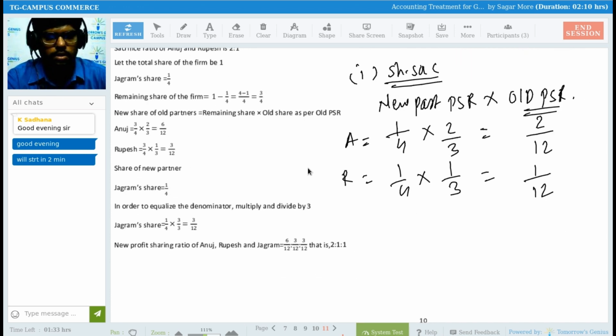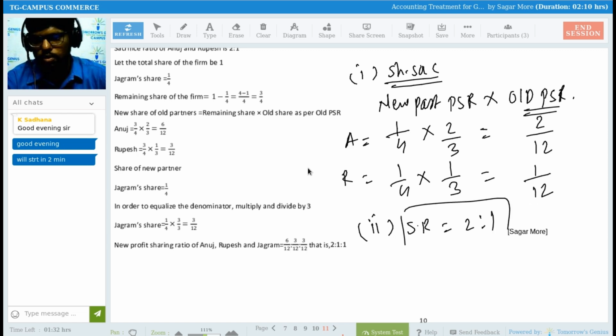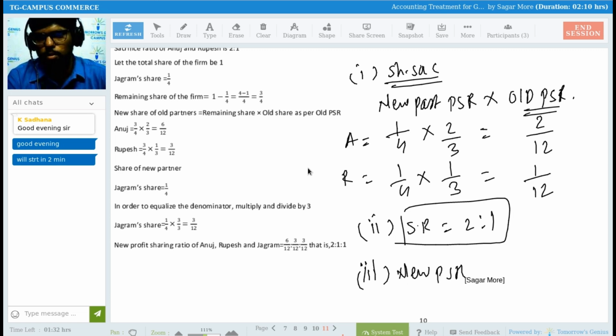What will be the sacrifice ratio then? Answer for sacrifice ratio, Sadhna, Dharishri? 2:1. Yes, the sacrifice ratio is equal to 2:1. Simple. Then we have to apply the formula for the new profit sharing ratio. What is the formula?